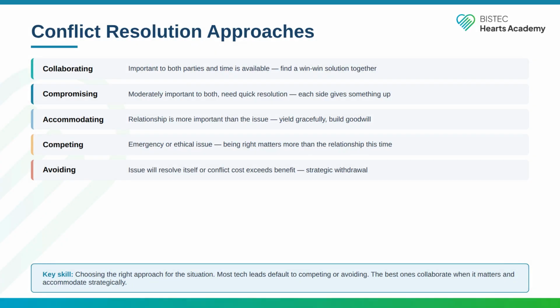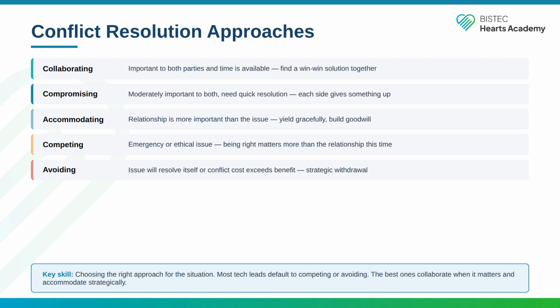There are 5 fundamental approaches to conflict, and the key skill is choosing the right one for each situation. Most tech leads default to competing or avoiding. The best ones have the full toolkit. Collaborating. Use this when the issue is important to both parties and you have time to work through it.